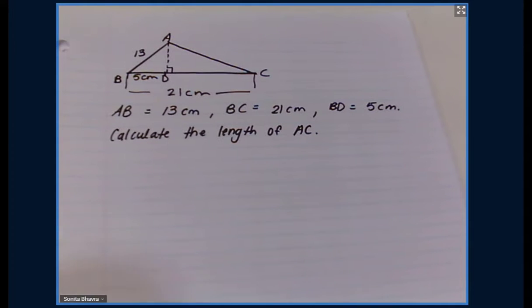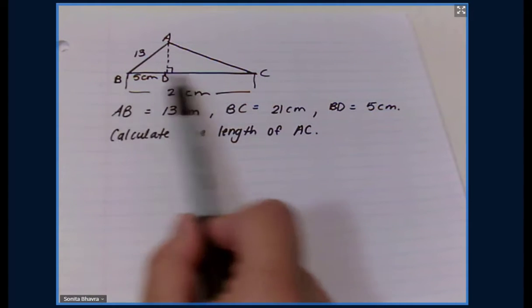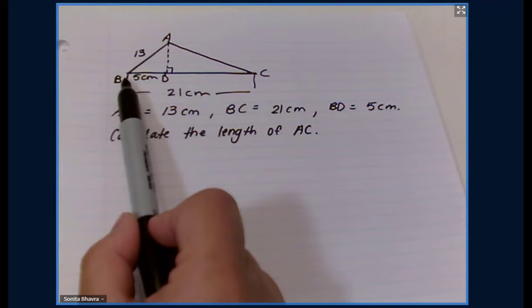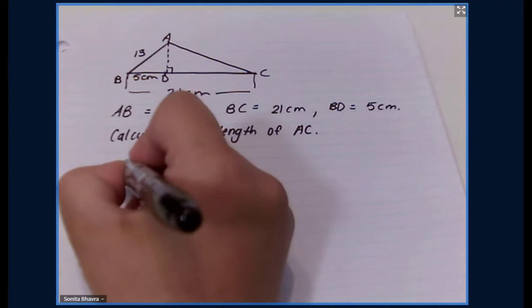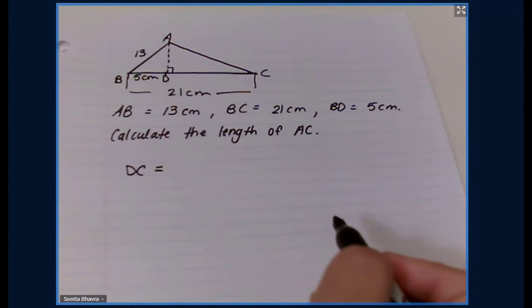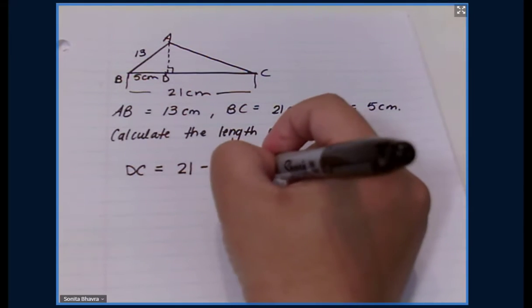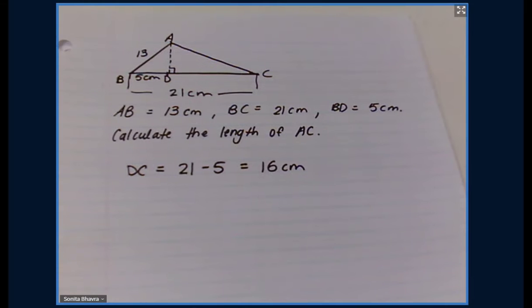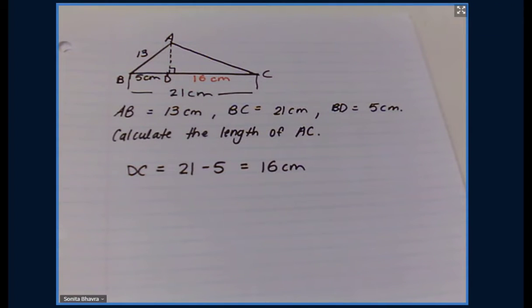All right, so the first thing we can do is figure out our length DC, because we have the total length from B to C is 21 centimeters. We know that the length from B to D is 5 centimeters, so we can just subtract to figure out DC. So DC is just going to be 21 minus 5, which gives me 16 centimeters for DC. So I'm just going to fill that in on our triangle. I'm just going to use a different color here to show that we just solved for that. So now we know 16 centimeters is DC.